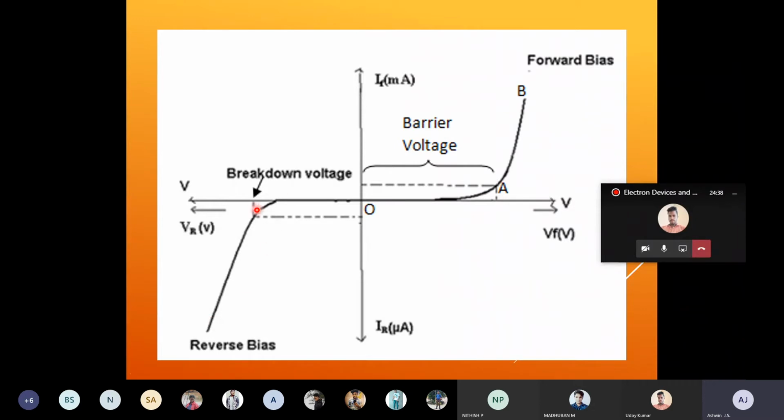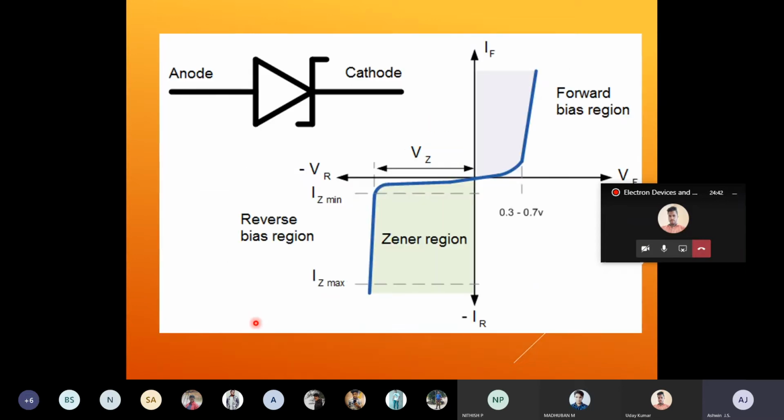It won't be like the slope. Actually, it will be like a straight line for a Zener. So in forward, it acts as a p-n junction diode. In reverse, there is the reverse breakdown voltage.